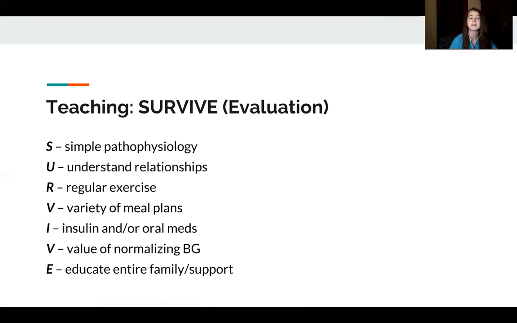And E is educate the entire family. Diabetes is a very difficult disease to live with, and it's heartbreaking when you realize that you have it. However, most of the time it is reversible. So allowing this family support can help plan meals, administer the insulin as prescribed, and encourage these patients that they can get through this. They just have to have the motivation to.